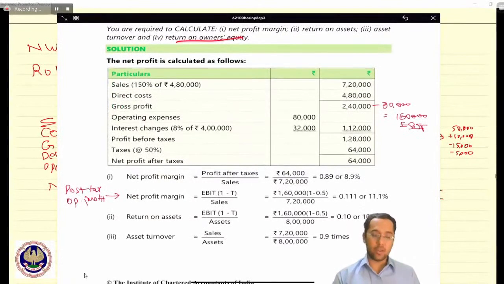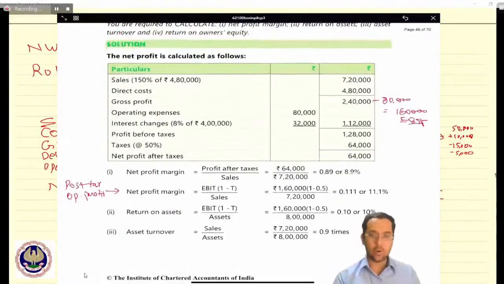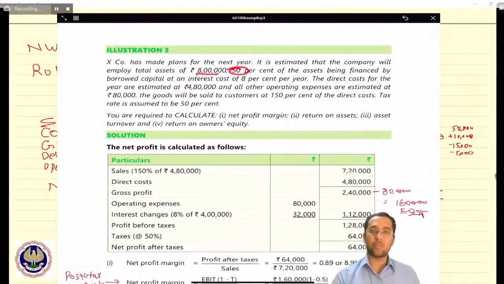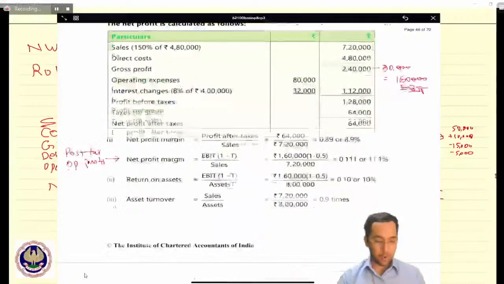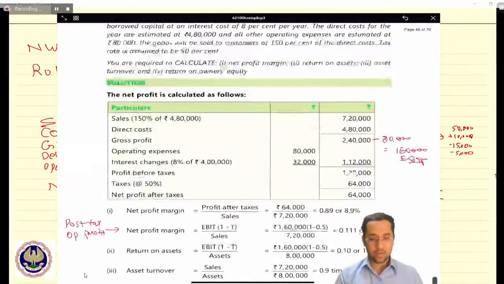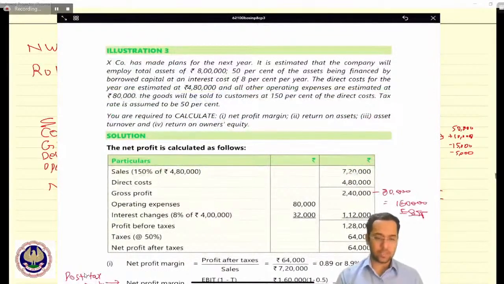Return on owner's equity, that is return on owned funds. This is the return that we have generated on owned funds. Owned funds is, again, out of 8 lakh, 50% was borrowed funds. The rest 50% will be owned funds. So it is 64,000 upon 4 lakh, that is 16%. Okay, so with that, your illustration 3 is also pretty simple.